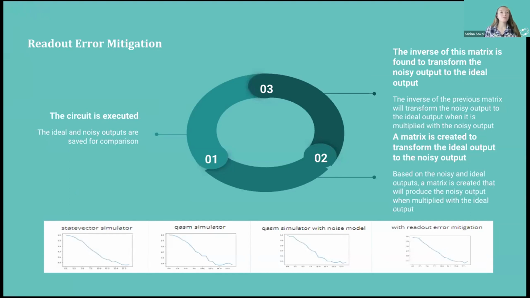And the graphs in order from left to right are the state vector simulator, the ideal world I mentioned earlier, then the QASM simulator, which runs the circuit in an imperfect setting, and we can see that the graph becomes shakier. To the right of that, we see the further effects of adding noise by adding a noise model to our QASM simulator. And then finally, we can see how the graph becomes much smoother, similar to how it looked in the state vector simulator graph, when the readout error mitigation matrix is applied, aka when we try to reverse that noise.